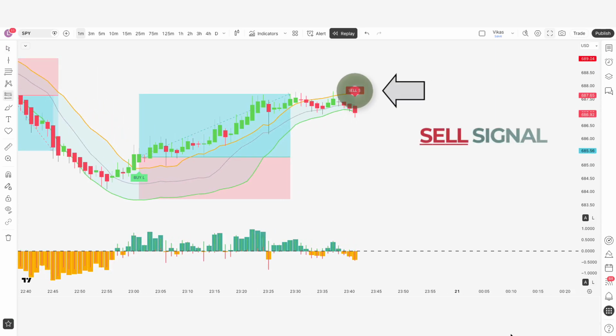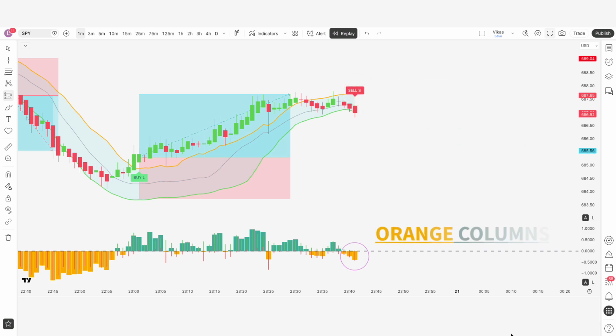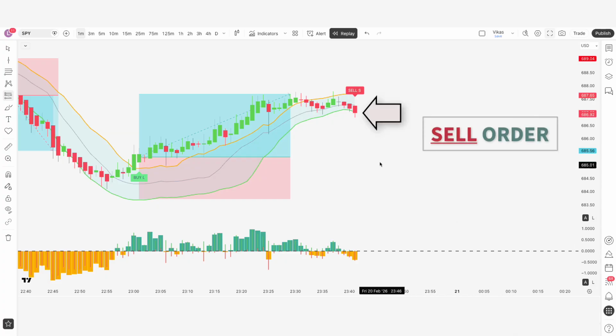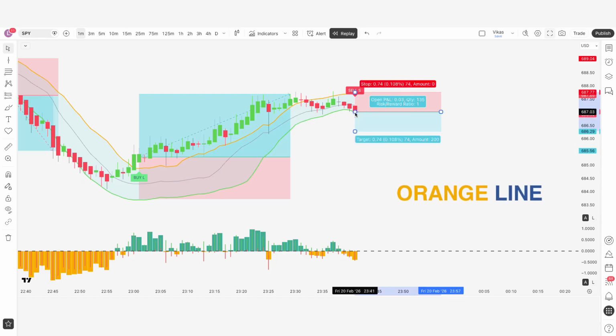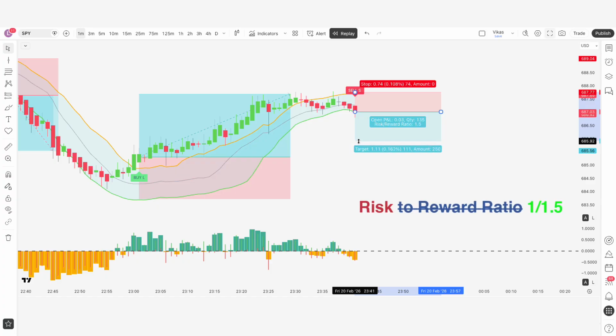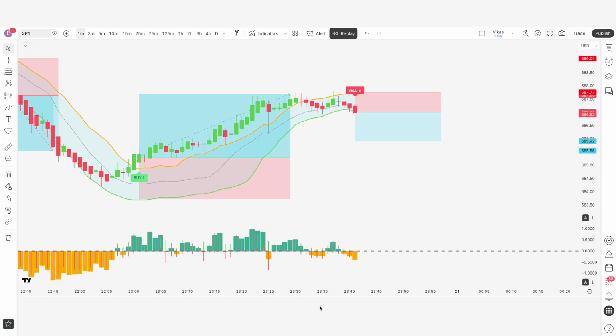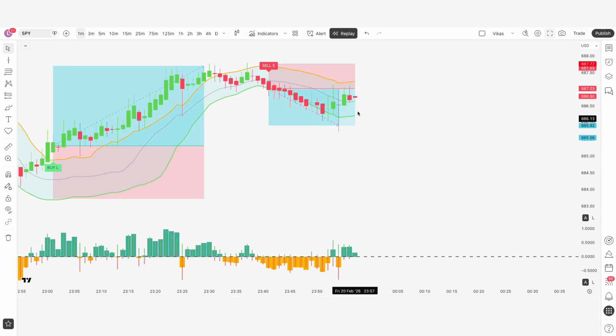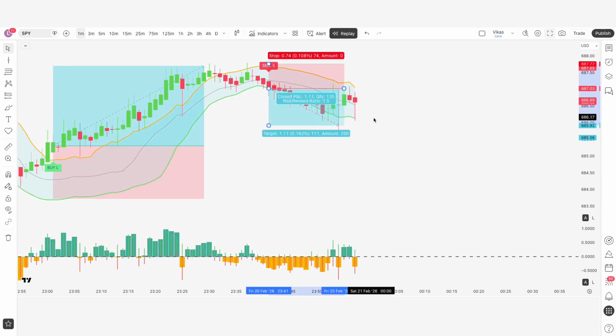Here, the adaptive rolling arrow of this indicator is a sell S signal. Here, the Elder Ray indicator shows orange columns. Here, the market has made a bearish candle to give confirmation. So all our conditions are being fulfilled, so we are placing an order to sell. Our stop loss is to be placed at the orange line, and the risk to reward ratio will be 1:1.5. Let's see what happens to our trade. We have won the trade. Let's find the next trade.